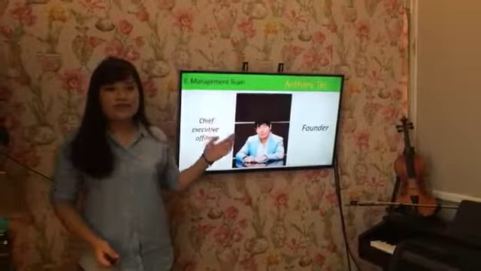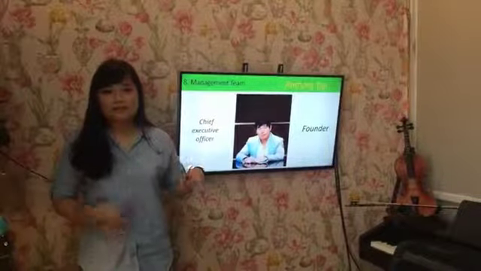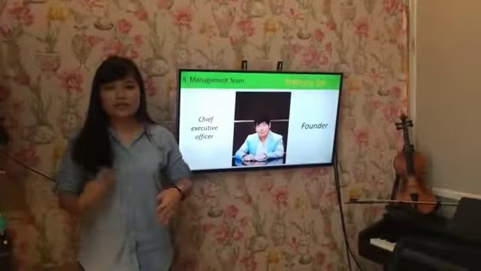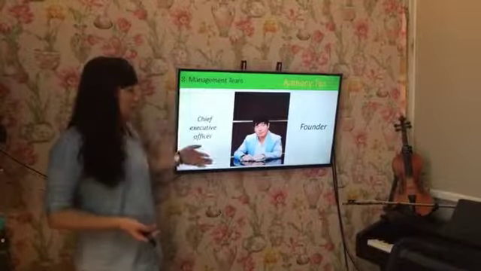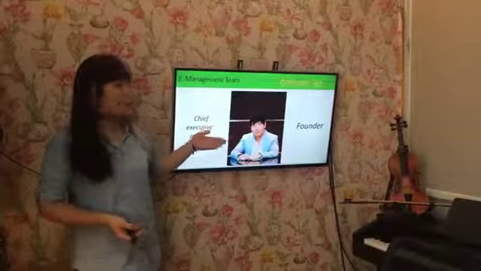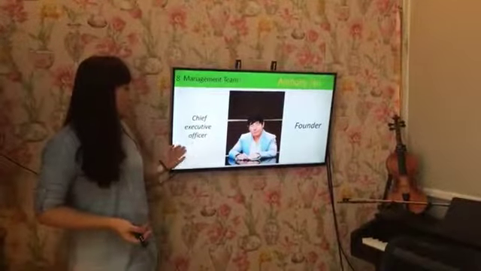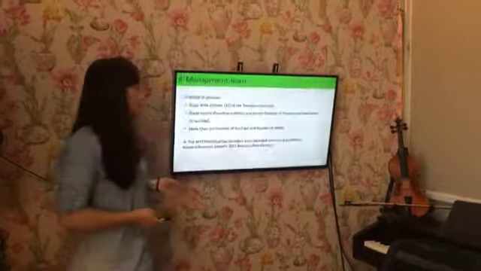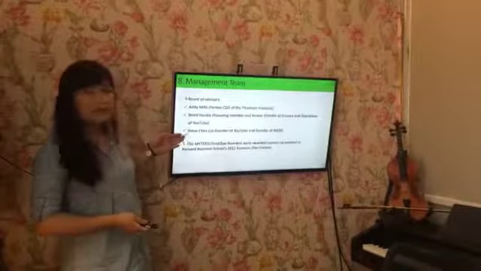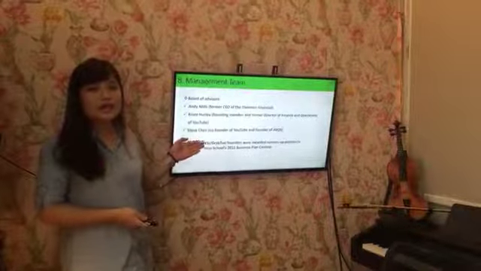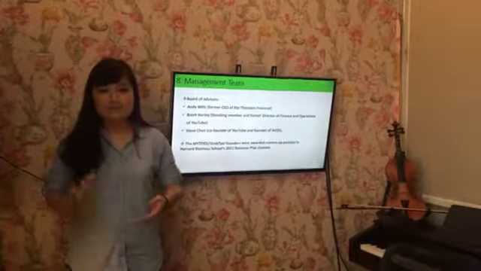Let's come to the very last element, which is management team. The Grabtaxi management team are all very young, enthusiastic, and talented. You can see here a picture of Anthony Tan. He is the founder of Grabtaxi, and he is also the Chief Executive Officer. And there is also a list of advisors. You can have a look here. They are the advisors of Grabtaxi, and almost all of them graduated from Harvard University.